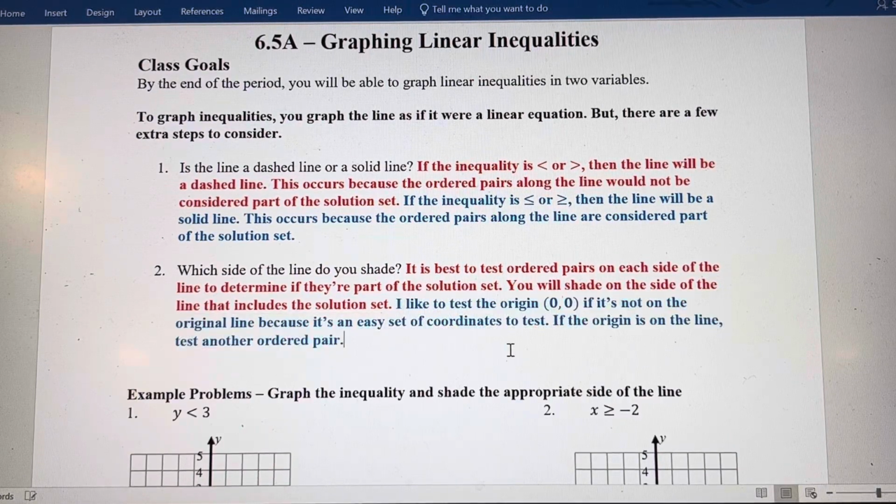One of the points I always like to test is the origin, because (0, 0) is very easy to work with, assuming it's not on the original line. If it's on the original line, you can't test it. We have to test an ordered pair that is not on the original line that was graphed. So hopefully the line doesn't go through the origin. If it doesn't, use it to test. So if the origin is on the line, you've got to test something else.